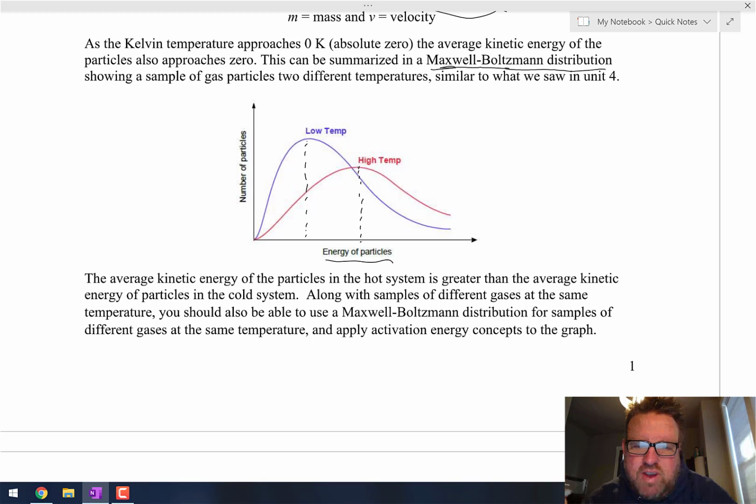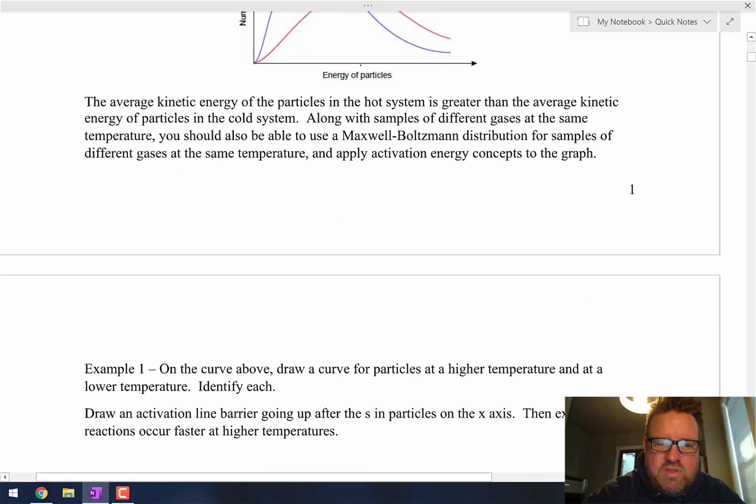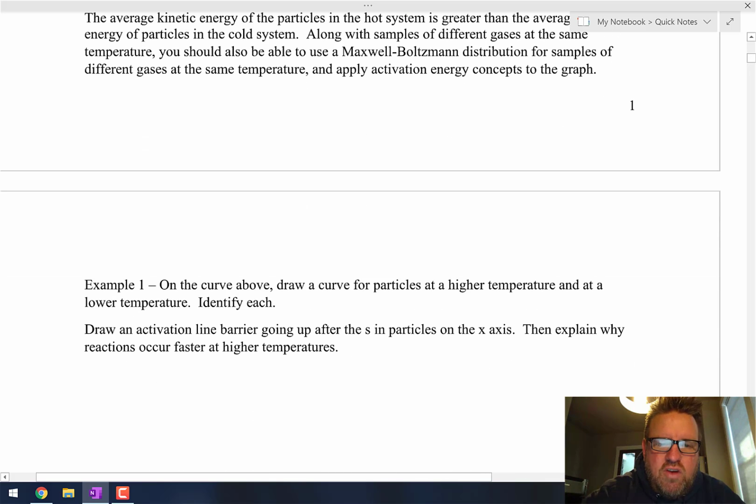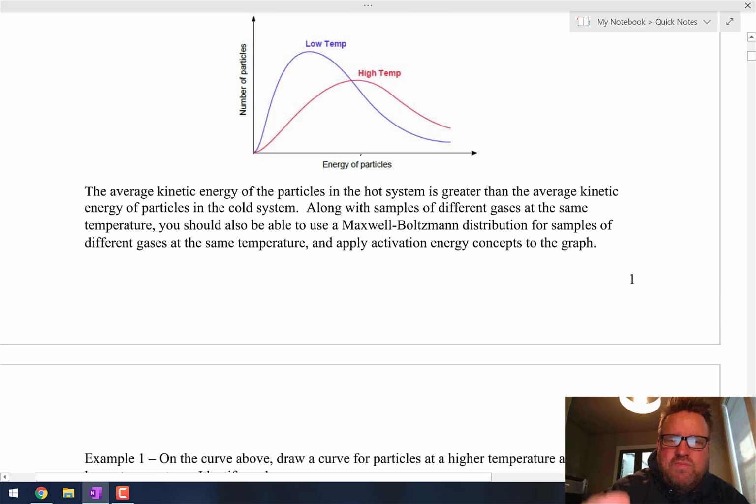You should also be able to use a Maxwell-Boltzmann distribution for samples of different gases at the same temperature and apply the activation energy concept. So let's look at a couple of examples of that. Example 1 says, on the curve above, draw a curve for particles at a higher temperature and at a lower temperature and identify each. Then it says, draw an activation energy barrier line going up after the S in particles on the x-axis. Then explain why reactions occur faster at higher temperatures.